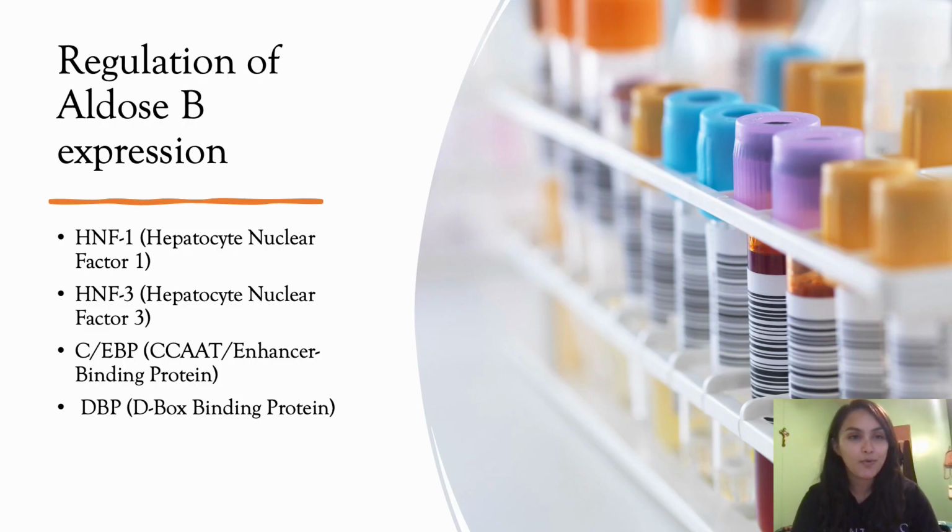Now let's explore a little bit more on the regulation of aldolase B expression. Aldolase B expression can be regulated by several transcription factors, including HNF1, which is also called hepatocyte nuclear factor 1, HNF3, which is hepatocyte nuclear factor 3, C/EBP, which is a CCAAT enhancer binding protein, and DBP, which is a D-box binding protein. Let's explore how these transcription factors influence the regulation of aldolase B expression.